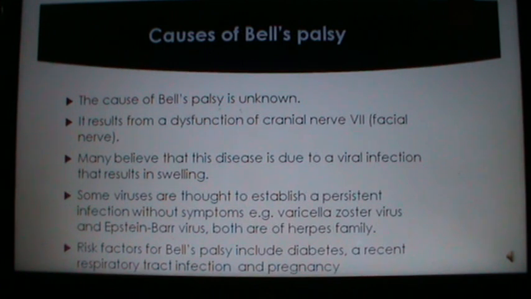The risk factors for Bell's palsy include diabetes, a recent respiratory tract infection, and pregnancy. So, if the patient is suffering from diabetes or a respiratory tract infection or is pregnant, then he or she is at risk of developing Bell's palsy.